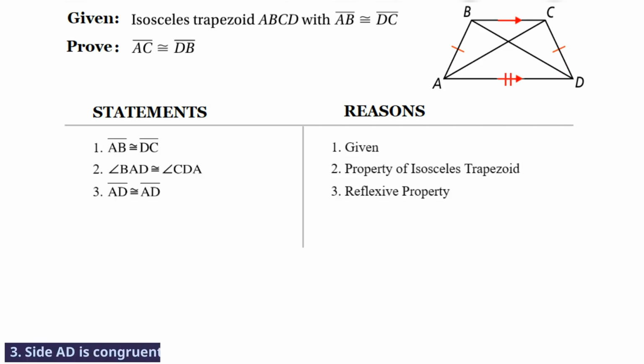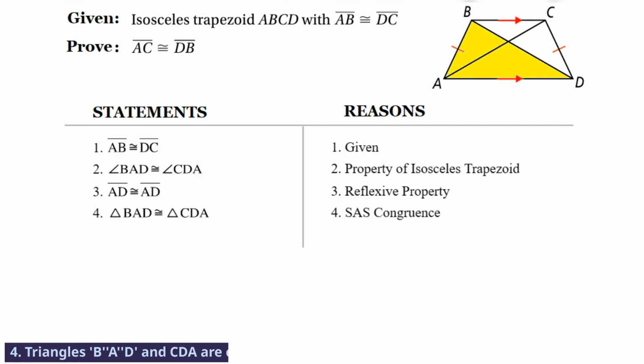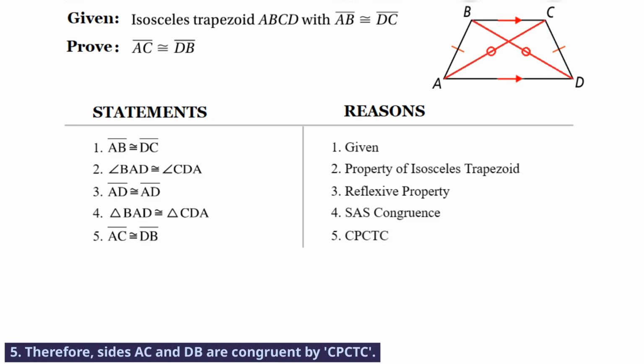3. Side AD is congruent to itself. 4. Triangles BAD and CDA are congruent by side angle side congruence. 5. Therefore, sides AC and DB are congruent by CPCTC.